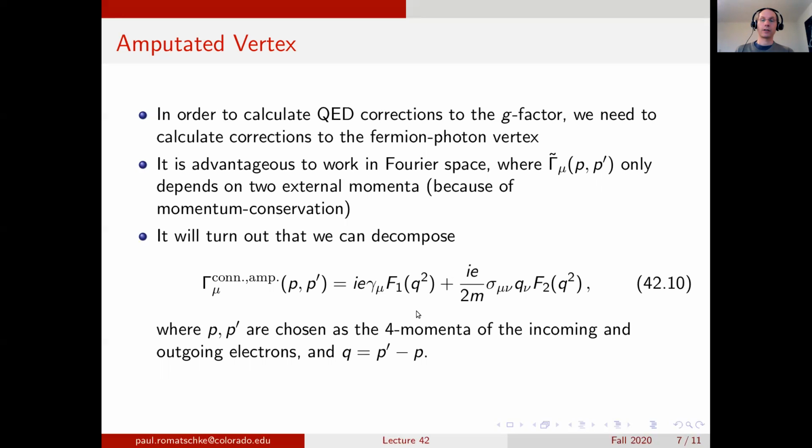And if we choose p and p prime to be the four momenta of the incoming and outgoing electrons, then the difference between the two of them is q, and that is the corresponding photon momentum because of momentum conservation. So q will denote the photon four momentum, and p and p prime will denote the incoming and outgoing electron four momenta. And as I said, F1 and F2 are just functions that we call form factors.